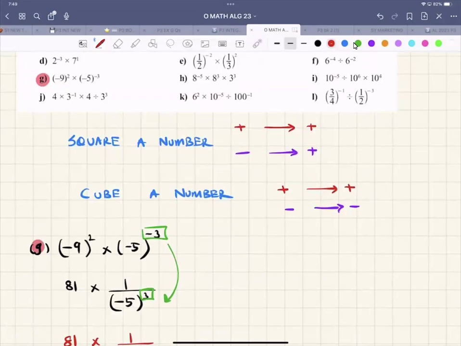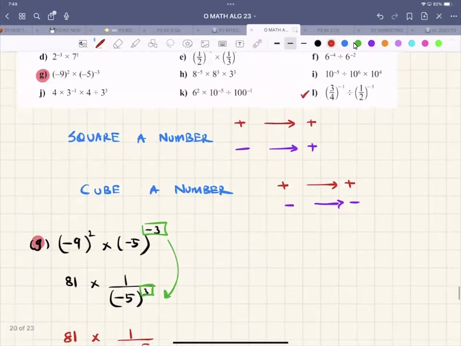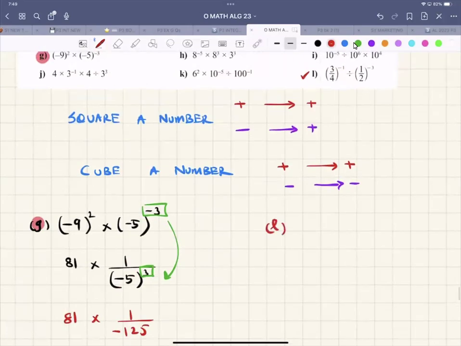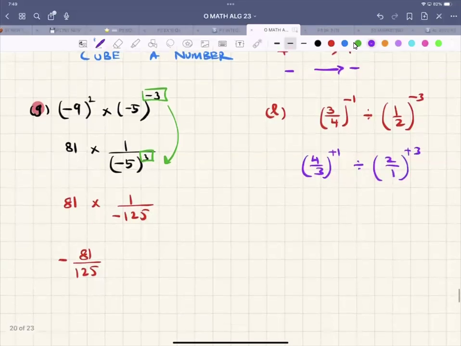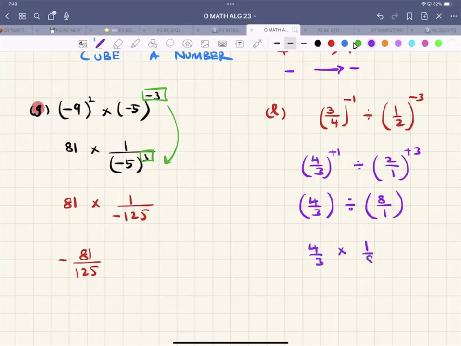Something like part L. This is 3/4 raised to power of negative 1 divided by 1 over 2 raised to power of negative 3. That is 4 over 3 raised to power of positive 1 division by 2 over 1 raised to power of positive 3. This 4/3 will remain as 4/3, division as it is. 2 raised to power of 3 is 8 and this is 1. So 4/3 into 1 over 8.